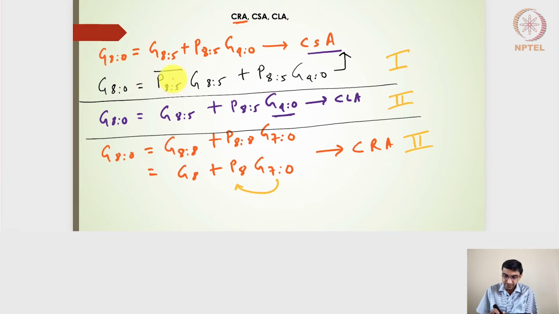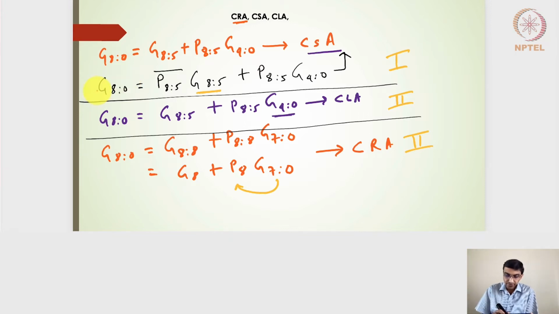What it really means is, G8 is to 5 is already available, right? G12 is to 9 is already available. G16 is to 13 is already available. So the moment P8 is to 5 is not 1, then it is already available, and it can directly, if it is 0, then G8 is to 5 can be directly propagated as the carry out of G8 is to 0. Right, so that's the advantage the skip adder has.